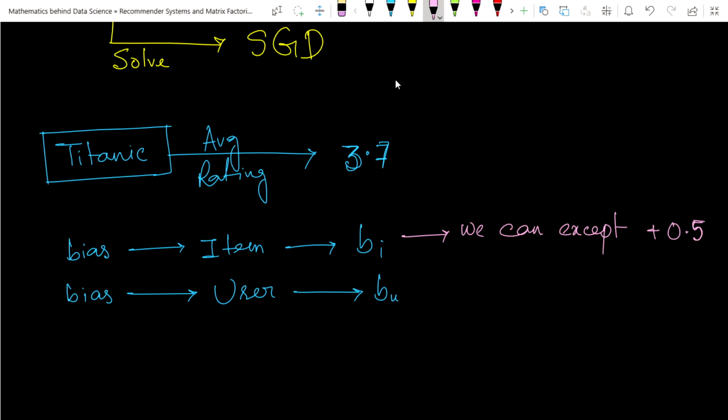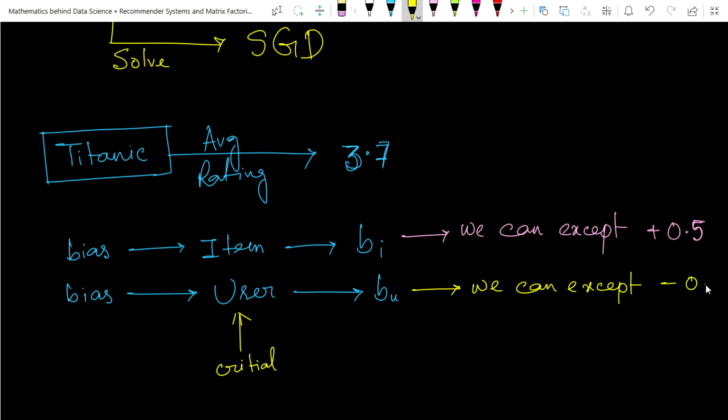But suppose there is a very critical user. In such a case, what do we expect? Since it is a critical user, we can expect that this user gave a low rating for this high-demand Titanic movie. Can we expect that?